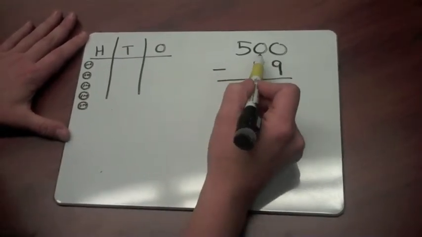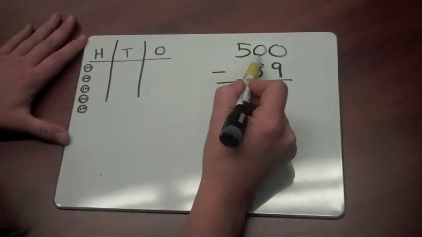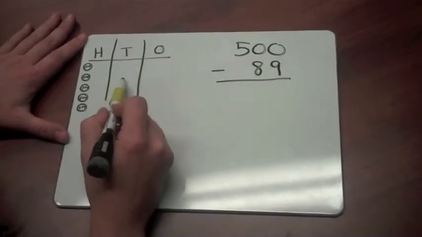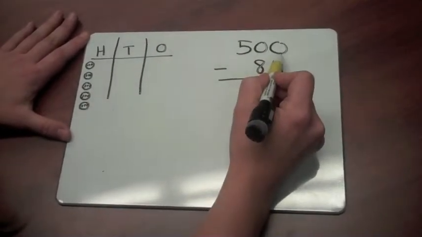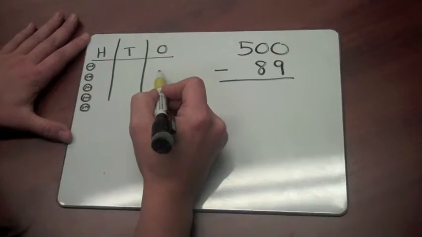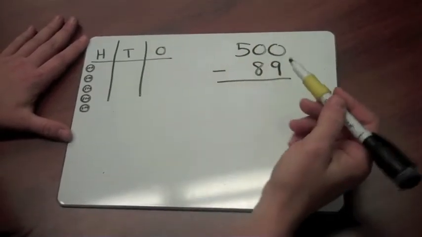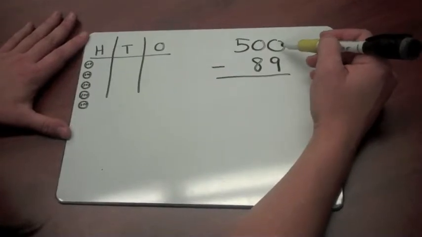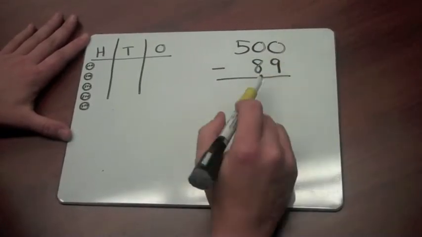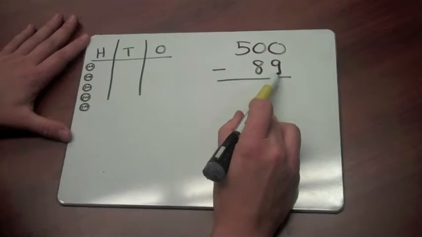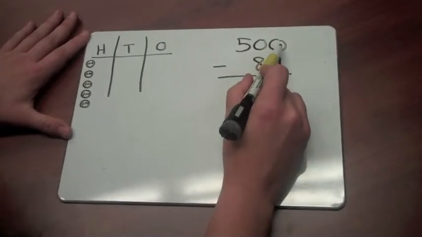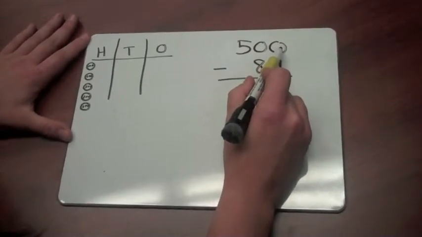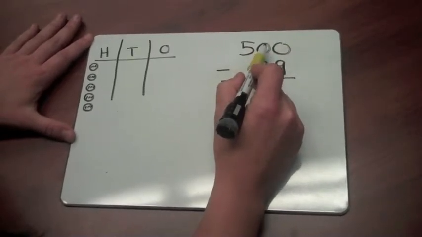Now when I'm looking at the number 500, I don't have any tens to draw in my tens place, and I don't have any ones to draw in my ones place. So now I'm going to get ready to subtract 89 from 500. As I'm looking at it, I know that I have to take 9 away from 0, but I can't do that. So what I have to do is go to the next place value and see if I can take from that.